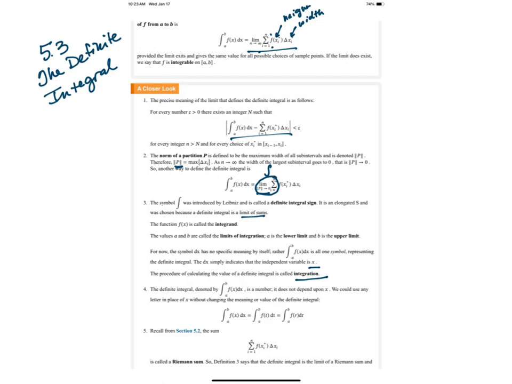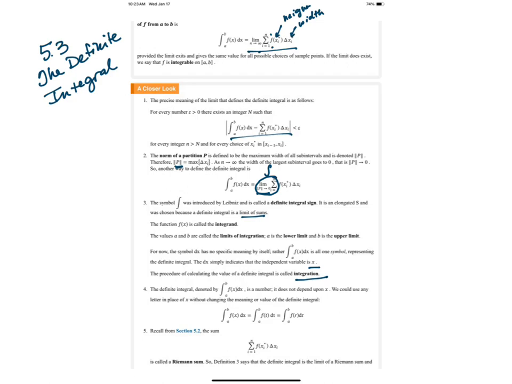Get it together. Okay? All right, so the definite integral is a number. It does not depend on x. We could use any letter in place of x without changing the meaning or the value. So f of x dx, f of t dt, f of r dr. Are y'all seeing all of those things right here?